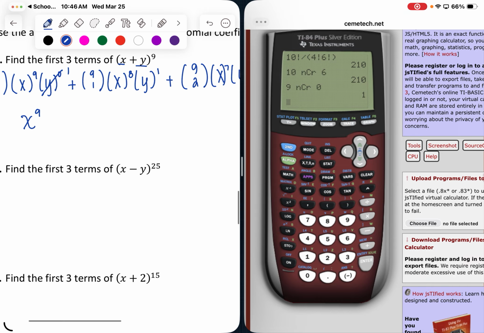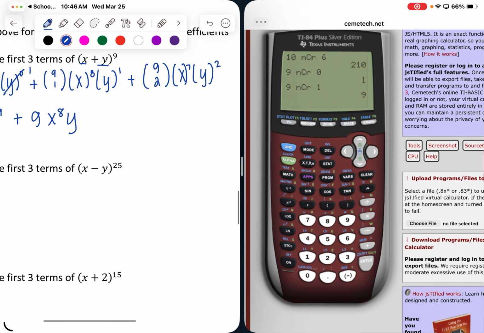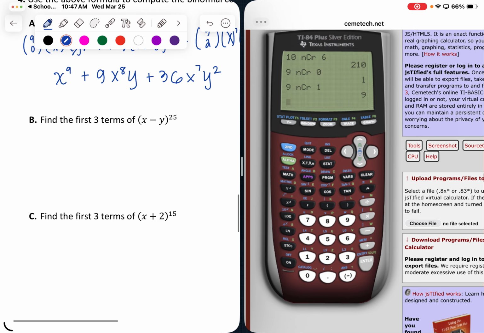9 choose 1 is 9. Once again, I can put that in my calculator: 9, math, probability, option number 3, choose 1 is 9. x to the 8th, y to the 1st, right? And then the last one, 9 choose 2. I can put that in my calculator, and you're going to get 36. x to the 7th, y squared. So there's the first three terms of that, just to see the pattern here.